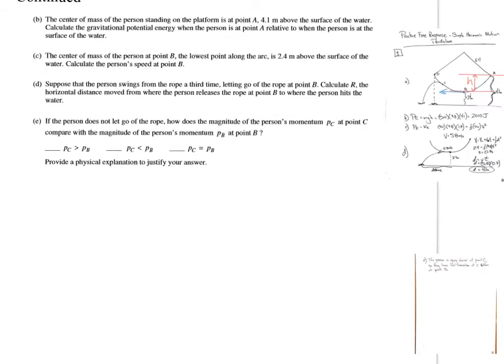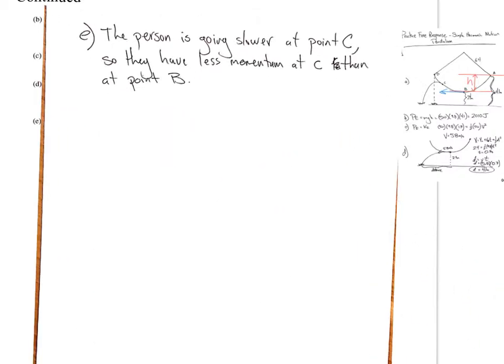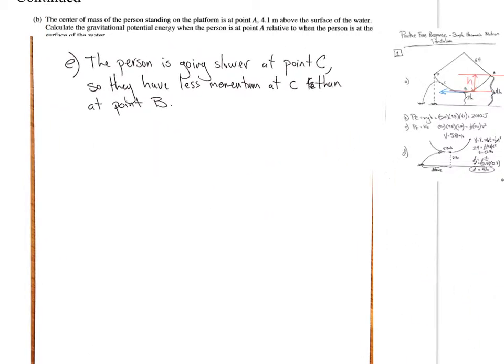I think they asked us to provide a physical explanation, so something like: the person is going slower at point C, so they have less momentum at point C than at point B. And if you wanted to add detail, the person is going slower at point C because they have greater potential energy, thus lower kinetic energy, thus lower velocity, thus lower momentum.